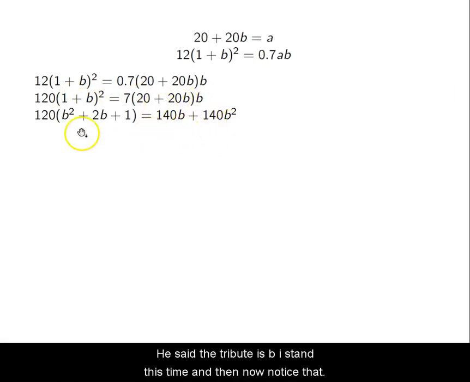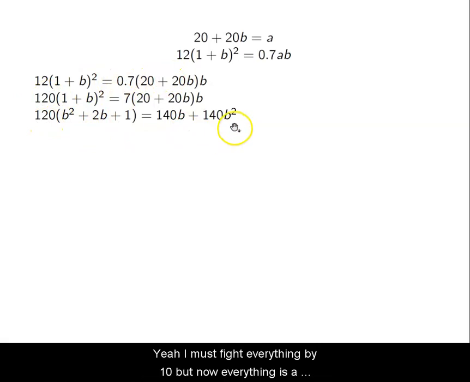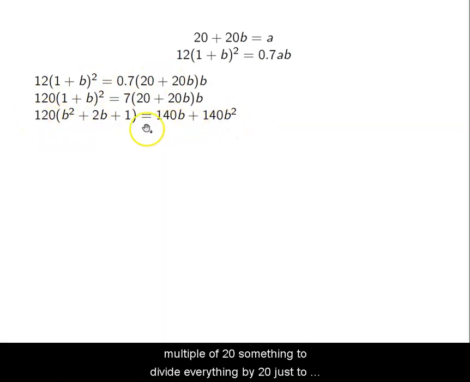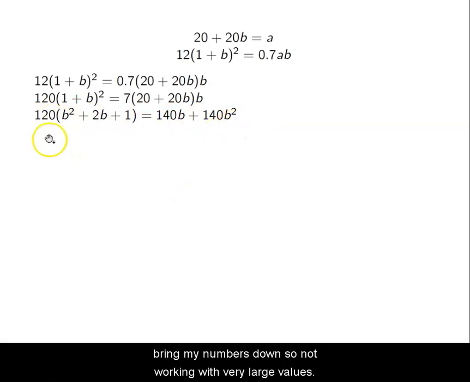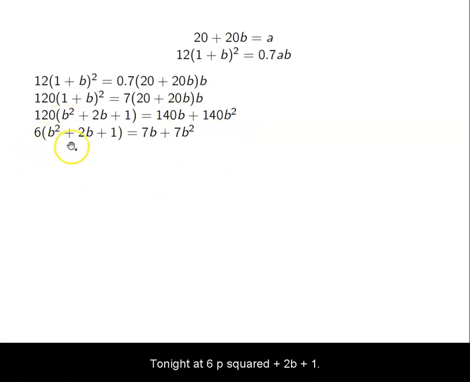I distribute this b. I expand this term, and then now notice that yeah, I multiplied everything by 10, but now everything is a multiple of 20. So I'm going to divide everything by 20 just to bring my numbers down, so I'm not working with very large values. Okay. So now I got 6b squared plus 2b plus 1. This turns into 7b, and this is 7b squared.